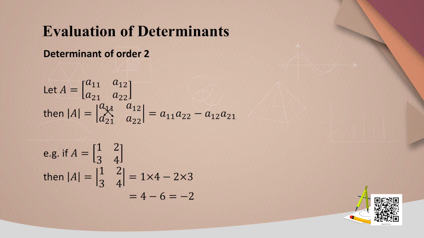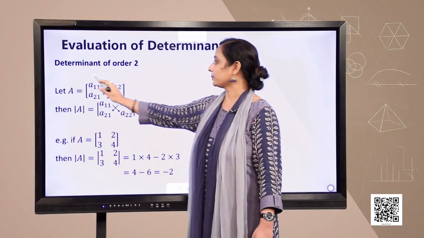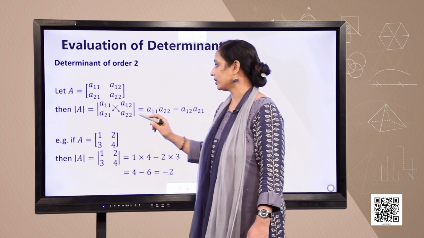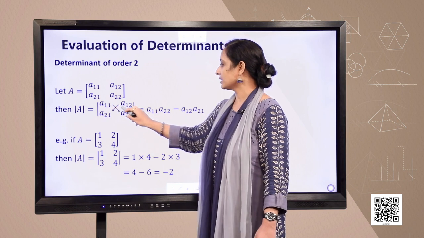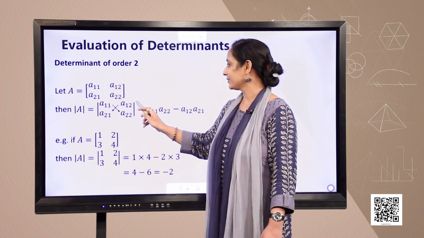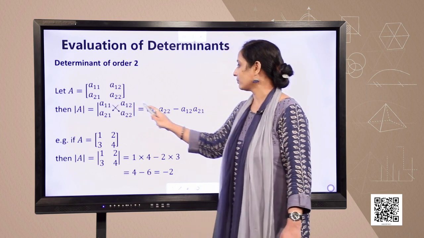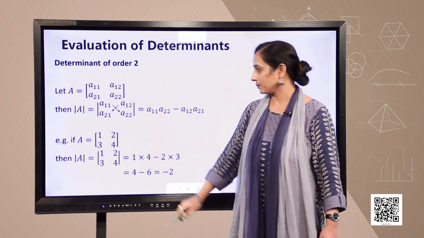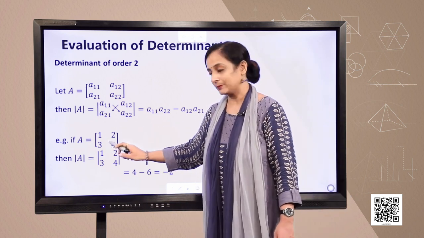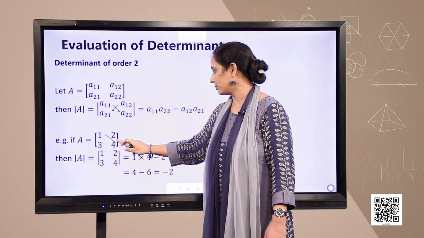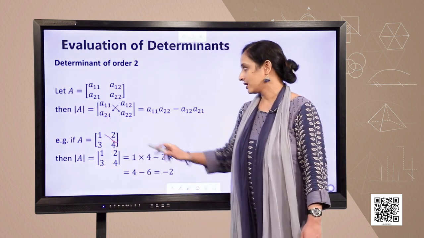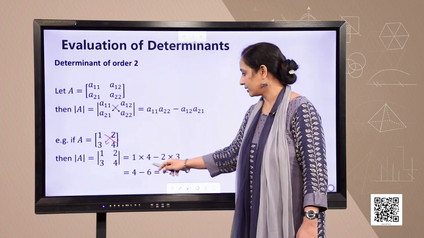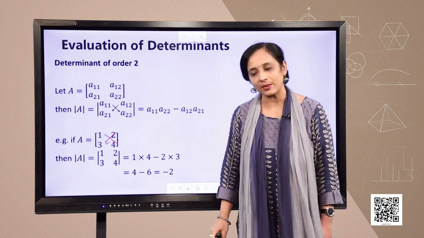Let's learn how to evaluate determinant of order 2. Let A be this matrix. I have written all the elements in the generalized form. So how will you evaluate it? You will multiply this element with this element as the arrow depicts and this element by this. So a11 into a22 minus a12 into a21. For example, if we have this matrix A, so this element 1 will be multiplied by 4 like this, and this element 2 will be multiplied by 3. When you solve it, you are getting 4 minus 6 is equal to minus 2.